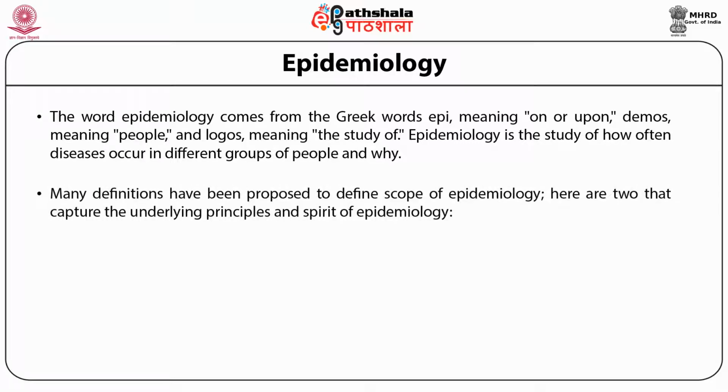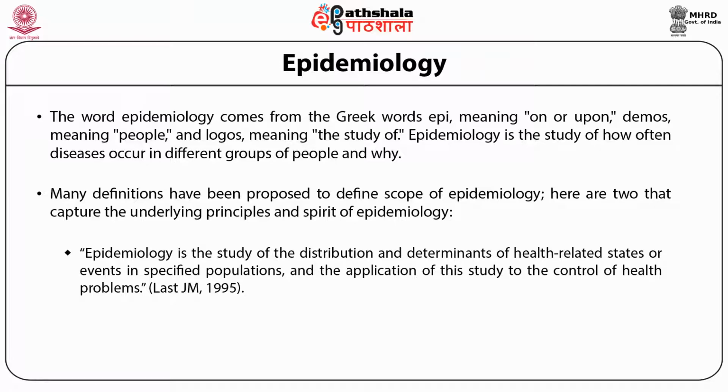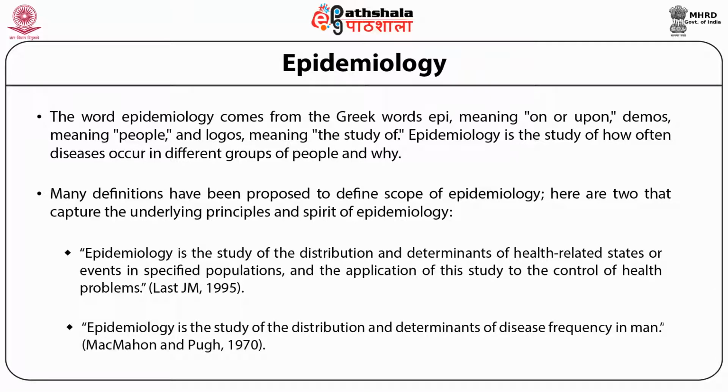Many definitions have been proposed to define scope of epidemiology. Here are two that capture the underlying principles and spirit of epidemiology. The first, epidemiology is the study of distribution and determinants of health-related states or events in specified populations and the application of this study to the control of health problems. This was given by Last J.M. in 1995. The second definition is epidemiology is the study of the distribution and determinants of disease frequency in man. This was given by McMahon and Pugh in 1970.